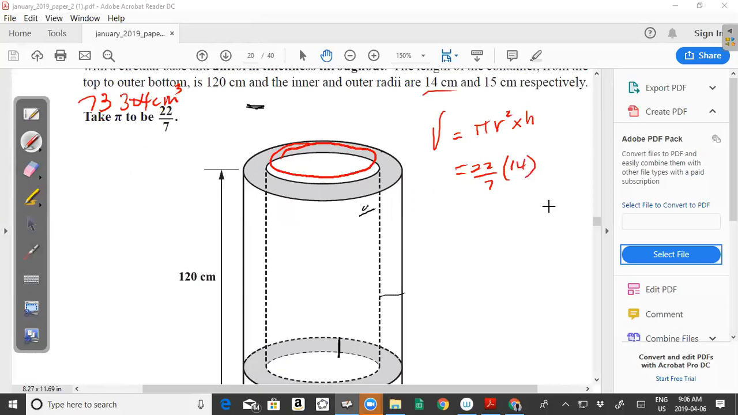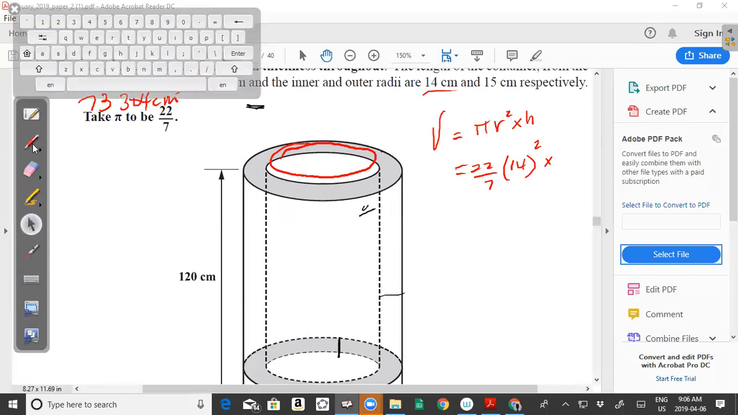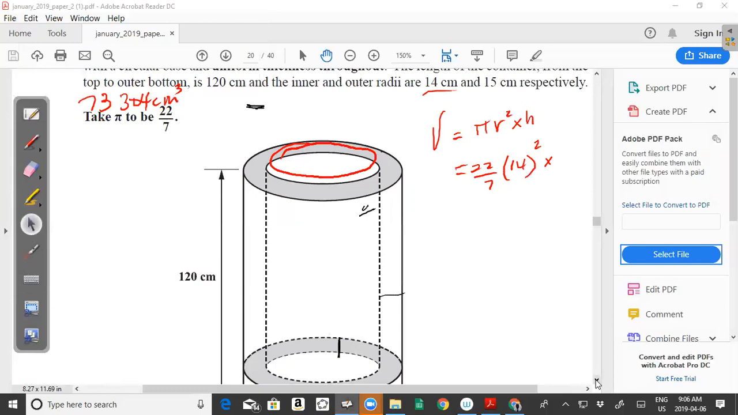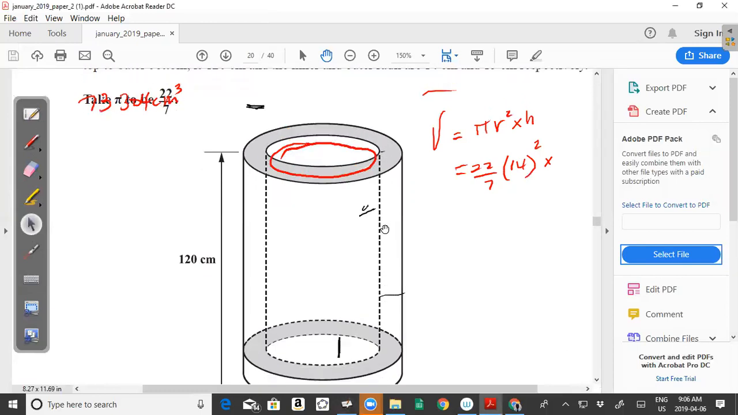It's given to us. And it's 14 centimeters square multiplied by the height. All right, you have to be a little bit careful here. We're talking about the internal volume, excluding this thickness here at the bottom. As I said before, the thickness at the bottom is 1 centimeter. The thickness here, drawn out, is 1 centimeter.